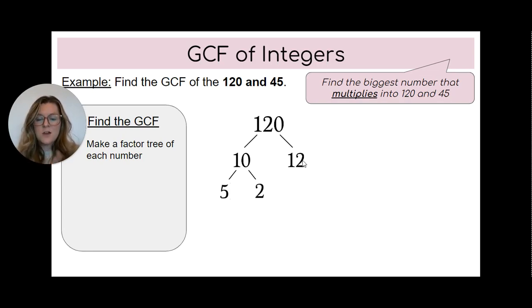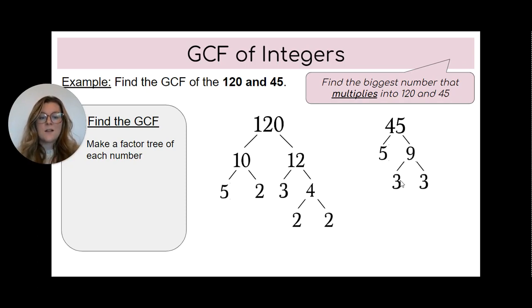Let's go over to 12. 12 I can break down into 3 and 4. If you did 6 and 2, great. You can do it that way too. 3 cannot be broken down. 4 can break up into 2 and 2. Now I move on to the next one. So 45, I did 5 times 9. 5 is done. 3 times 3 gives me 9, so I'm going to break that. 3 I can't break down into anything other than 1 and itself, so I know I'm all done.